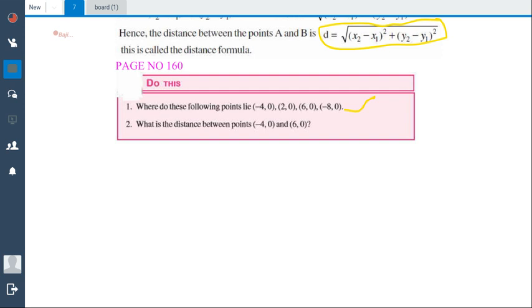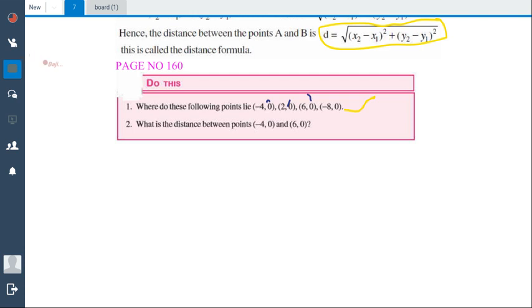Where do these points lie? You can observe that all the y coordinates are zeros here. The first y coordinate is 0, the second y coordinate is 0, the third y coordinate is 0, and in the fourth also it is 0. So all these points lie on the x-axis. That is the nature of these points.